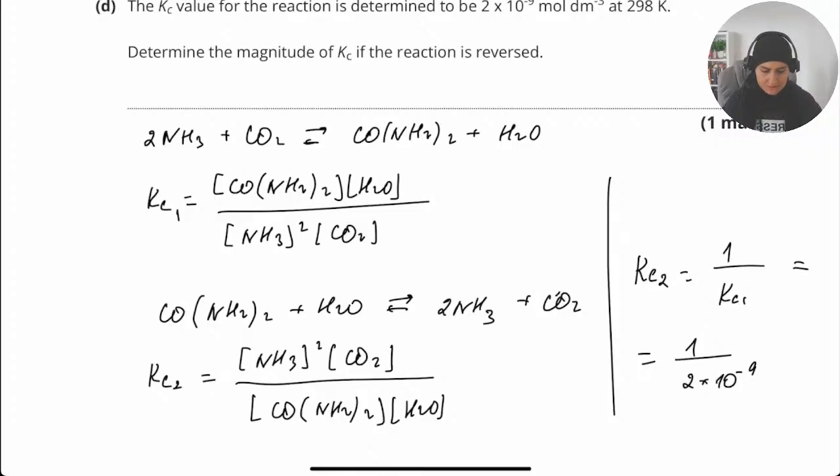1 over 2 times 10 to the negative 9, and that is 5 times 10. Oh, that's so many zeros. 1, 2, 3, 4, 5, 6, 7, 8. So that's 5 times 10 to the power of 8.